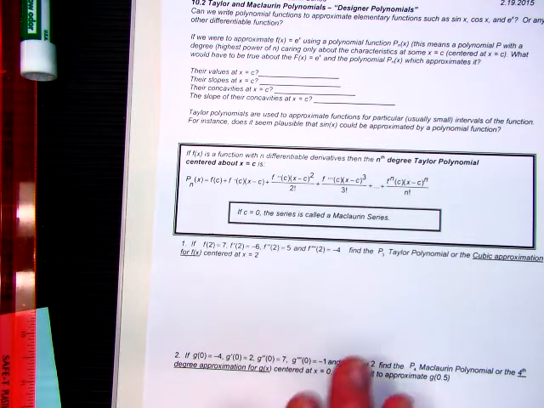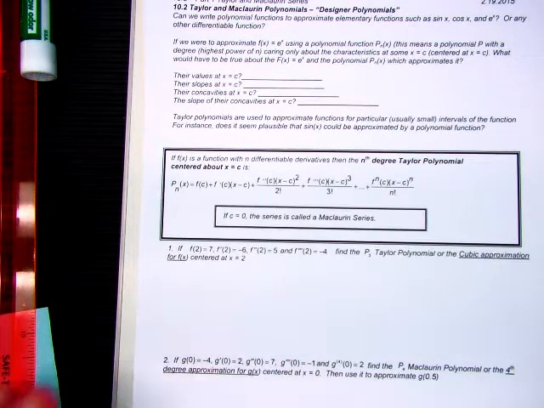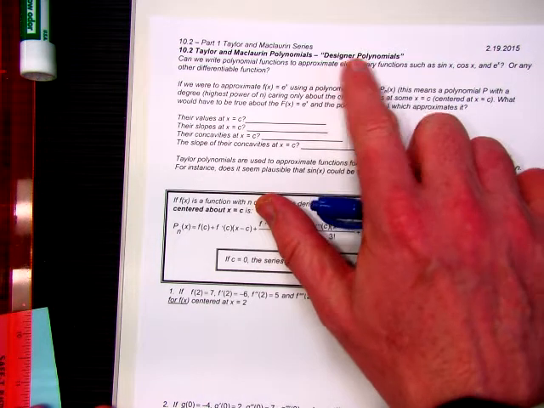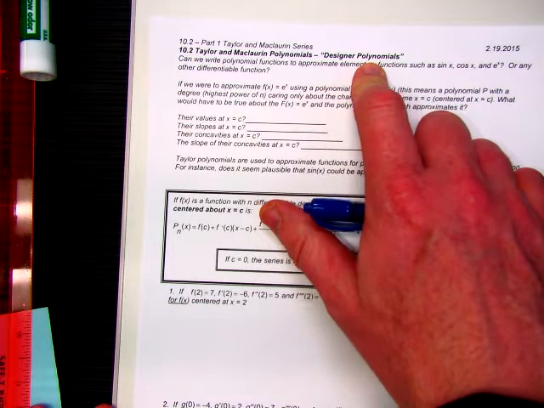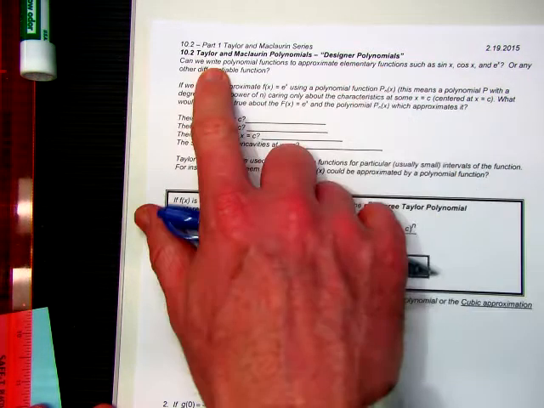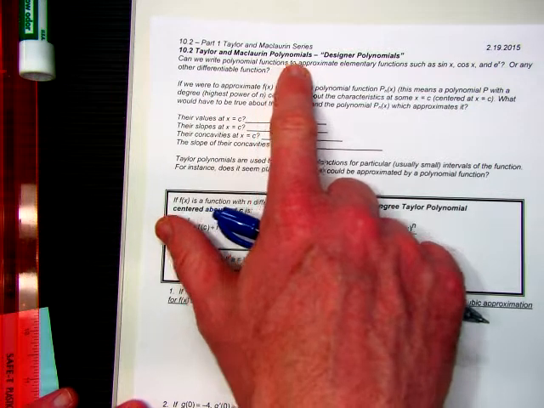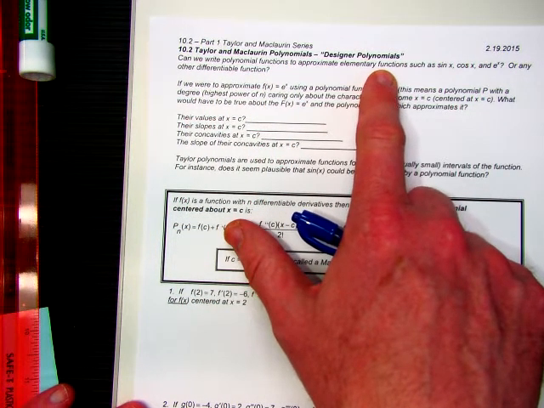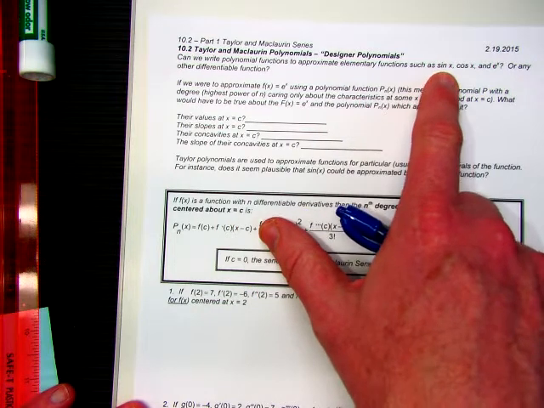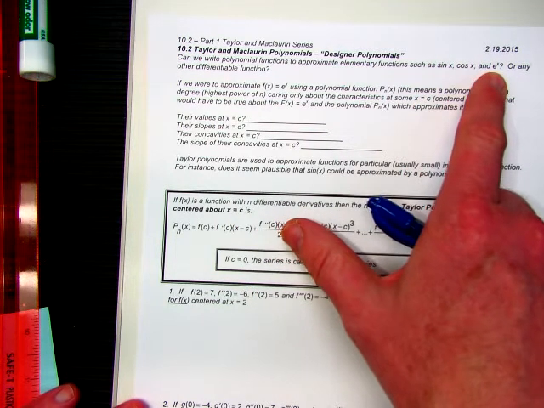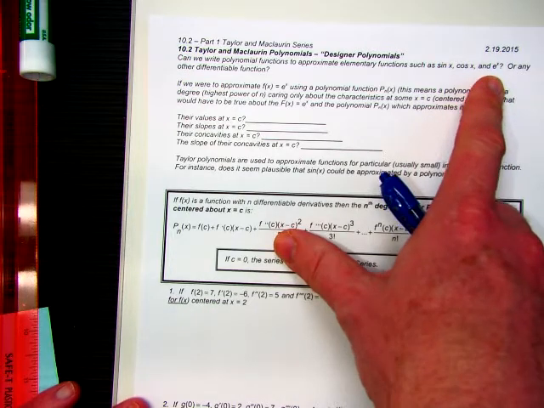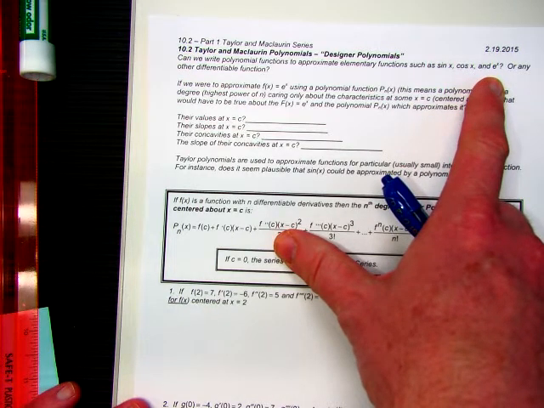Okay, so here's our second one, and this is Taylor and Maclaurin polynomials, which I call designer polynomials, because we're designing a polynomial to look like other functions. And really the question is, does it make sense that we can write functions to approximate other functions such as sine, cosine, e to the x, or any other? Yep, but it must be differentiable, and it must have many derivatives, have n derivatives.